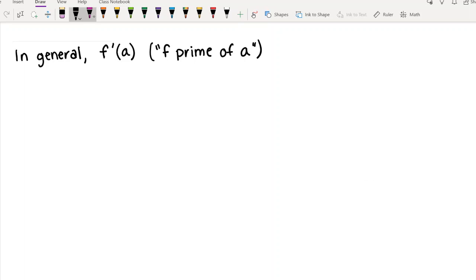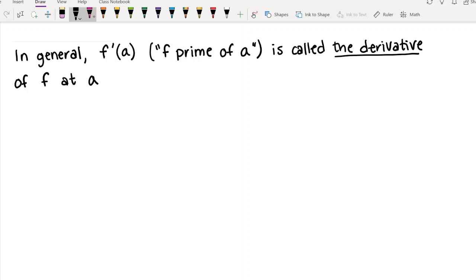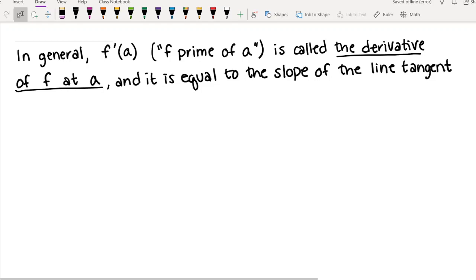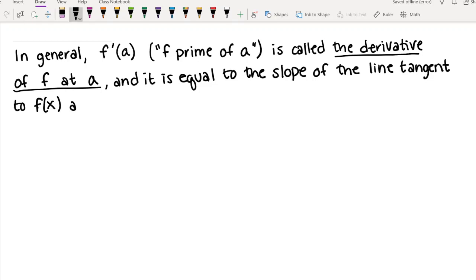And what is f prime of a? What's the name of that? It's called the derivative of your function f, or f of x, either way is fine, at a, or at x is equal to a. So the derivative of f at a. And what is the meaning of this? What does this have to do with what we're talking about? It's basically just the fancy name for the slope of the tangent line. So it's called the derivative of f at a, and it is equal to the slope of the line tangent to your function at a particular x value.